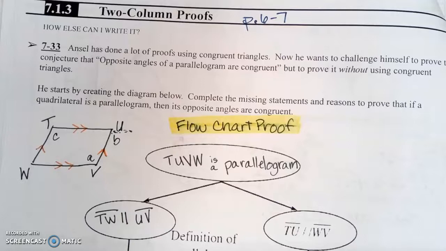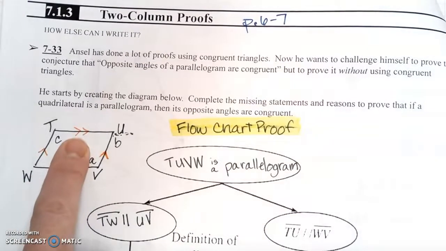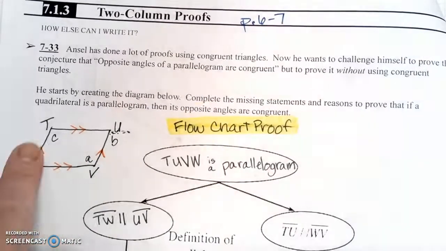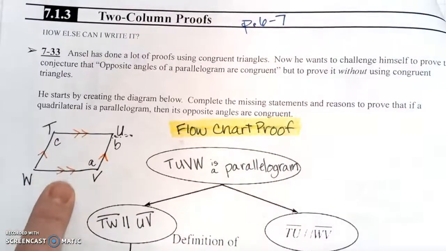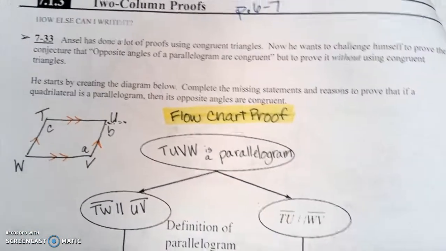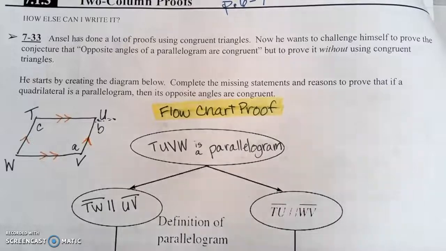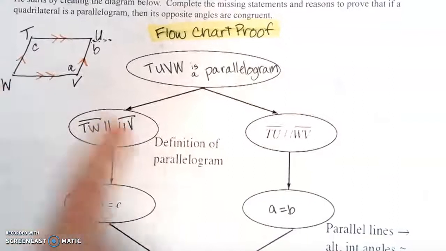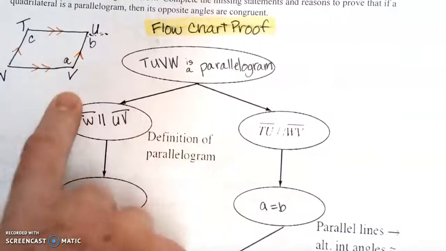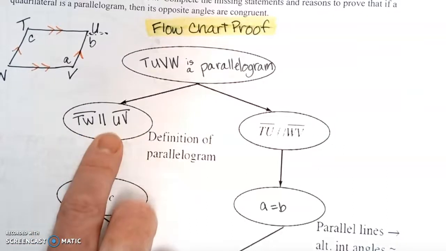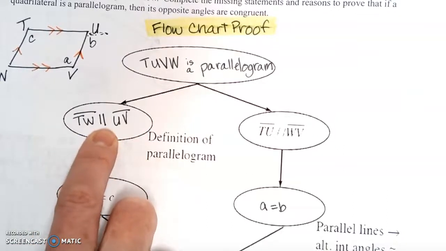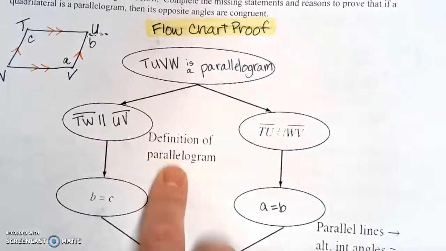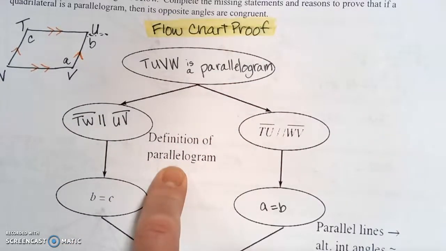So the left and the right side are parallel to each other, and the top and the bottom are parallel to each other. So we use these little arrows, they're called carets, to show that the left and the right are parallel, and the top and the bottom are parallel. That's just what's in the definition of a parallelogram, okay? So TW is the left, UV is the right. They're parallel to each other. We use that double stick. That's the symbol for parallel, and it's just by definition of parallelogram.